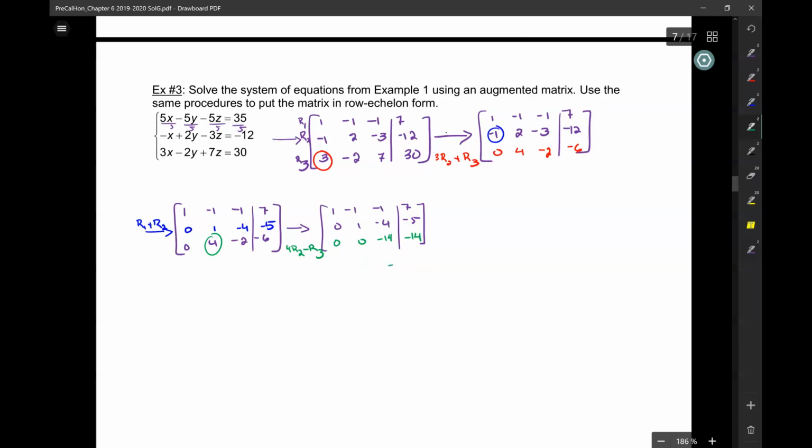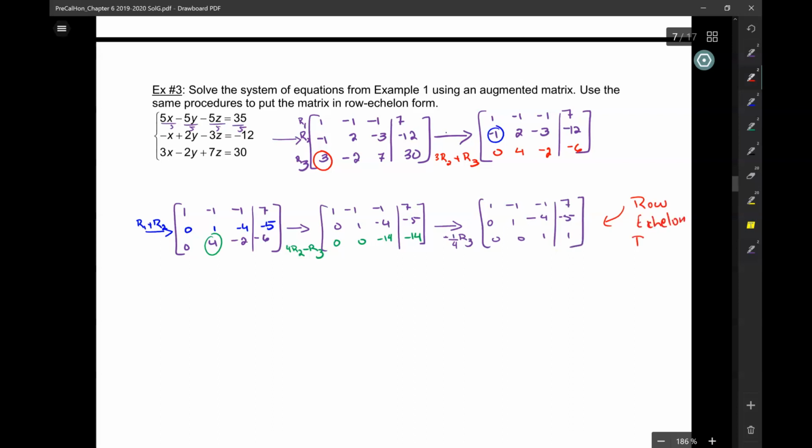Now, I'm almost there. What I need to do is make all that main diagonal 1. So now I need to just divide the bottom row by negative 14. So negative 1 over 14 times row 3. And I get 1, negative 1, negative 1, 7, 0, 1, negative 4, 5, negative 5, 0, 0, 1, 1. Now, this is in row echelon form.